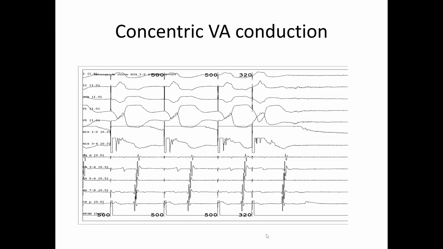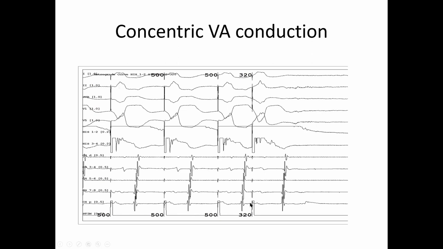Here we've got a patient, and you can see at the bottom of the screen is the stimulus artifact. So we're pacing the ventricle at 500 milliseconds. And you can see we're pacing the ventricle because the QRS looks right ventricular paced, it's left bundle, and it might be up in the outflow tract because it's a bit positive in lead two.